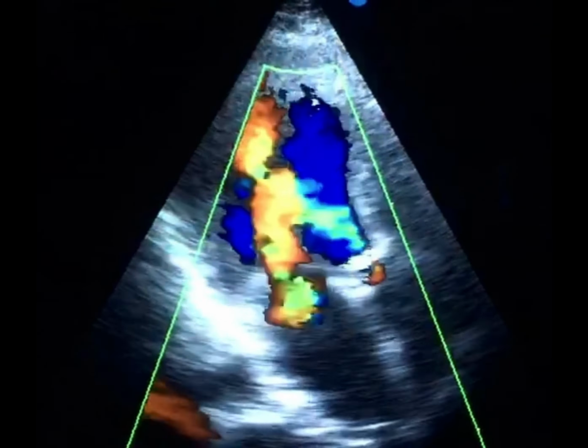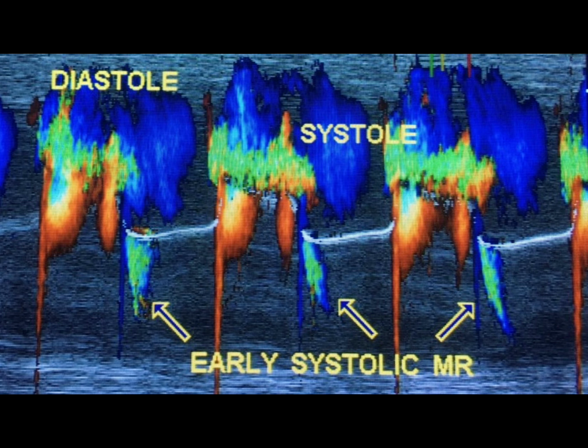Now, do you think this MR is early, late, or pansystolic? Let's take a look at the color M-mode. It's a brief early systolic MR.